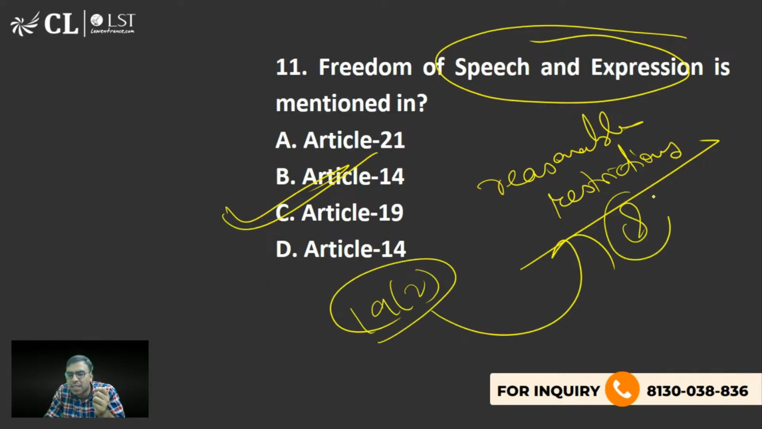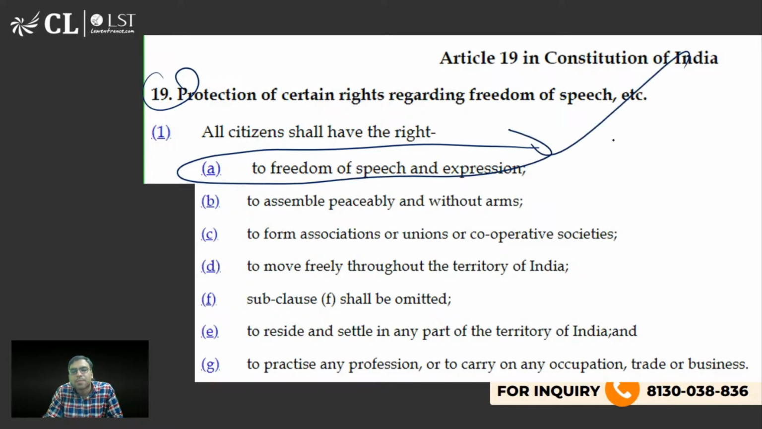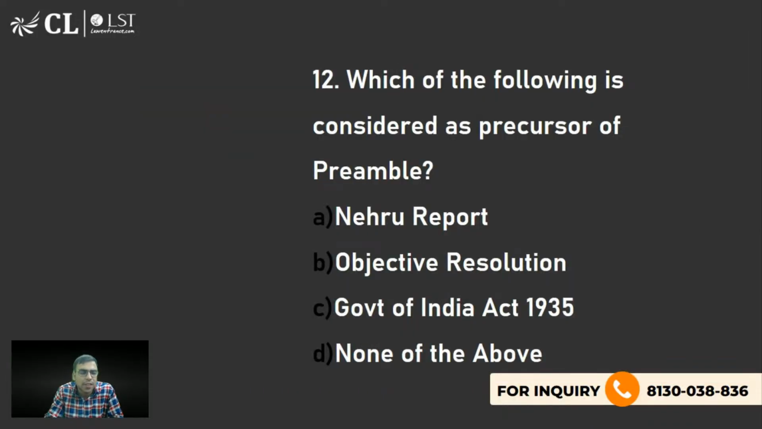है ना. 8 reasonable restrictions are there. I cannot speak against sovereignty of state, security of state, friendly relations with foreign states. इससे मैंने एक वीडियो बनाया था at that time. So that's what you should know. C is the right answer. So these are Article 19. 1A talks about freedom of speech. Then there are other articles, other provisions also, in Article 19. The next is which of the following is considered as precursor of preamble?